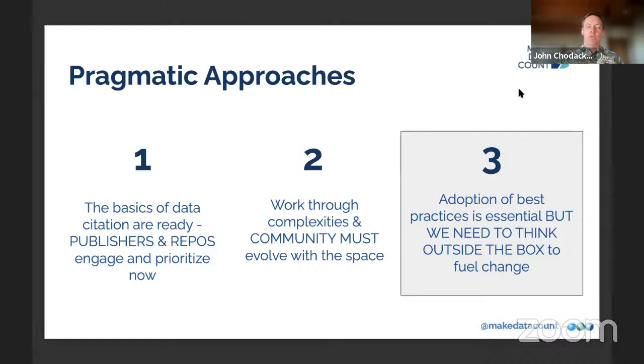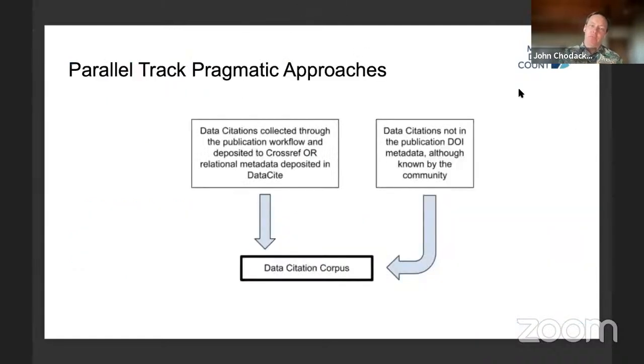And so the kind of pragmatic parallel track approach that we're moving more towards is one I think that we heard a lot about today, which is that we have to start thinking beyond just having data citations being something that is a change movement within the publishing community, and needs to be more around how do we at Make Data Count in general build a trusted corpus of all the mentions of data that exist in the literature.